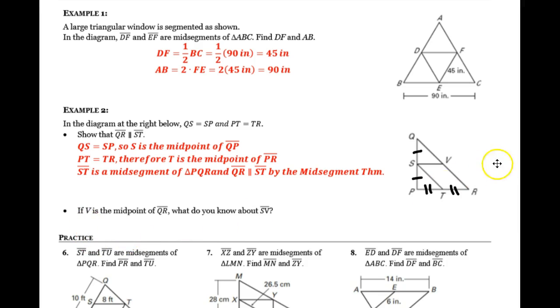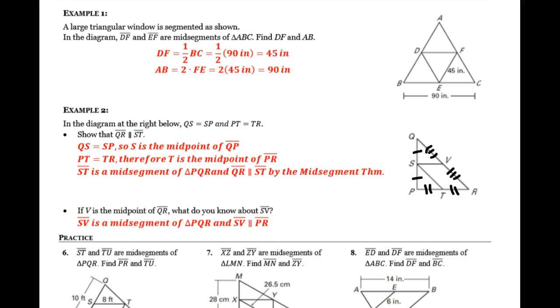All right, if we know that V is the midpoint, then the first thing I know is that these two segments are congruent or equal. And then what do I know about SV? Well, I know that SV is a midsegment, so then I also know that SV is parallel to PR.